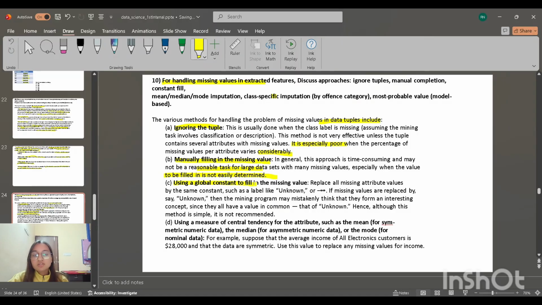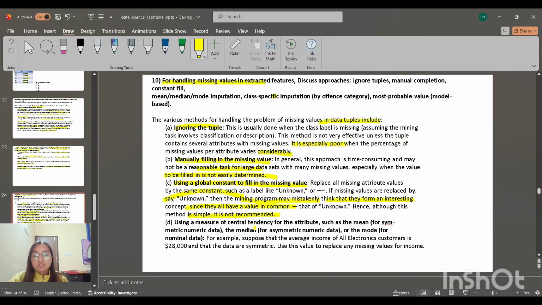Using a global constant to fill in the missing value. Replace all missing attribute values by the same constant, such as a label like unknown or minus infinity. If missing values are replaced by unknown, then the mining program may mistakenly think that they form an interesting concept, since they all have a value in common, that of unknown. Hence, although this method is simple, it is not recommended.